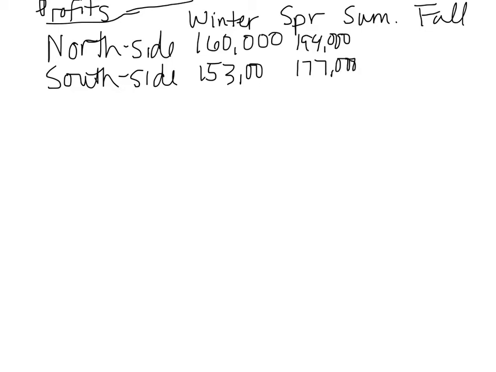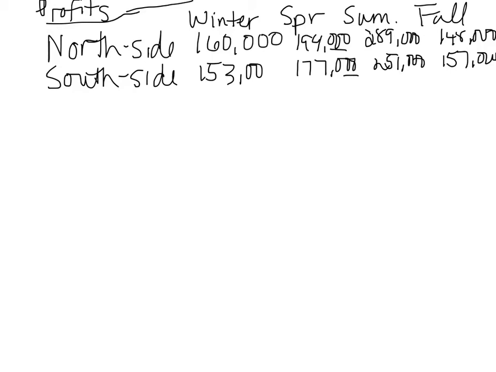Okay, and then the last one, I'm going to leave off the three zeros. Then we have 289,000. Actually, I'm going to squish it in there. Then we have 251. And then we have fall of 148,000 and 157,000. So we need to create a bar graph for this.